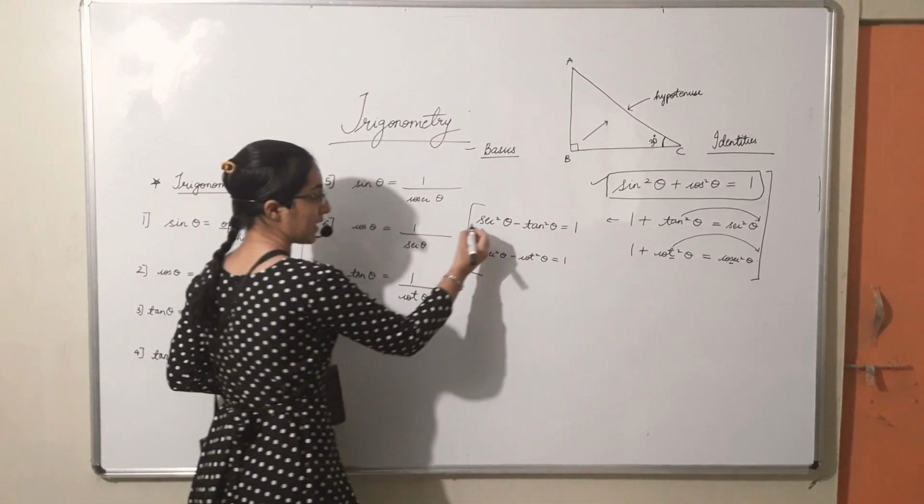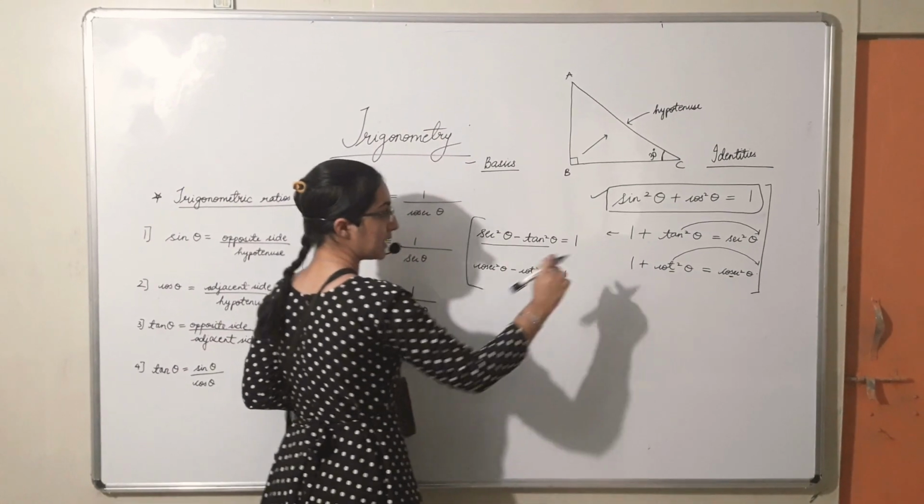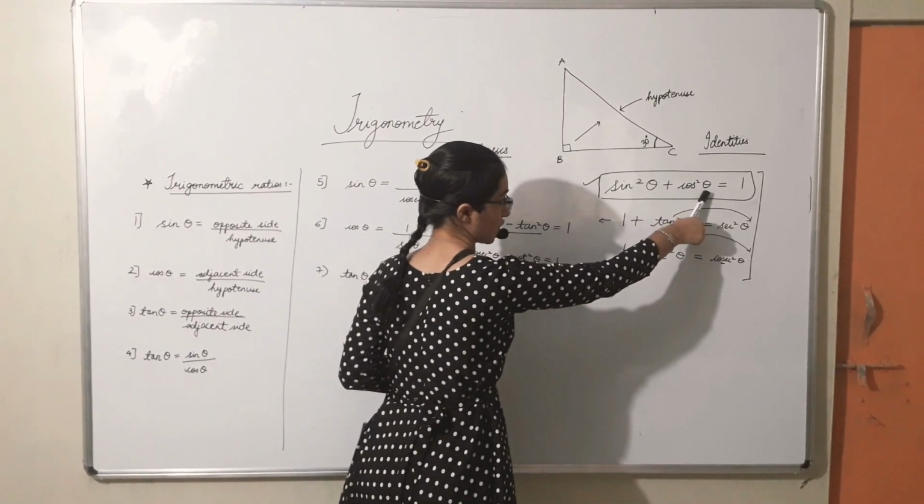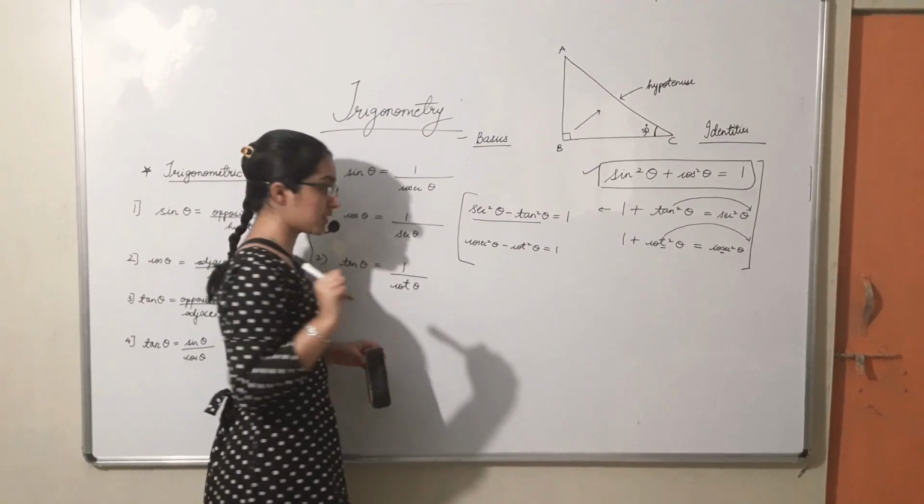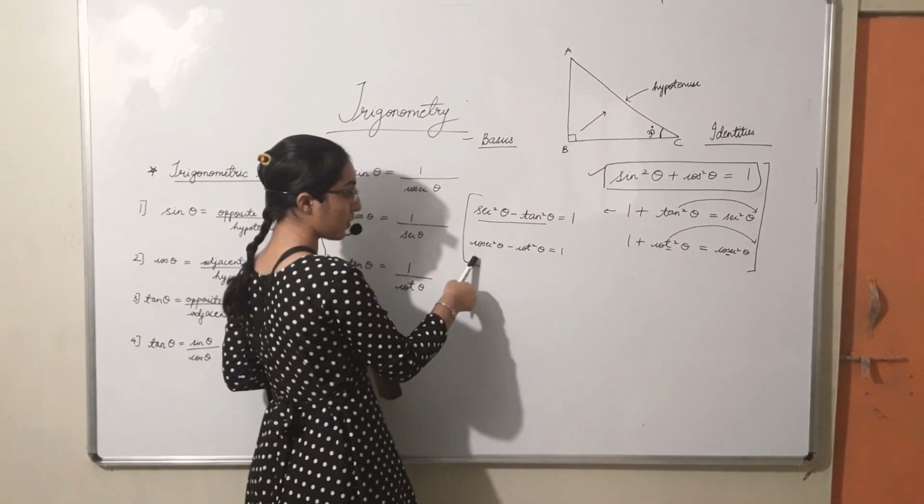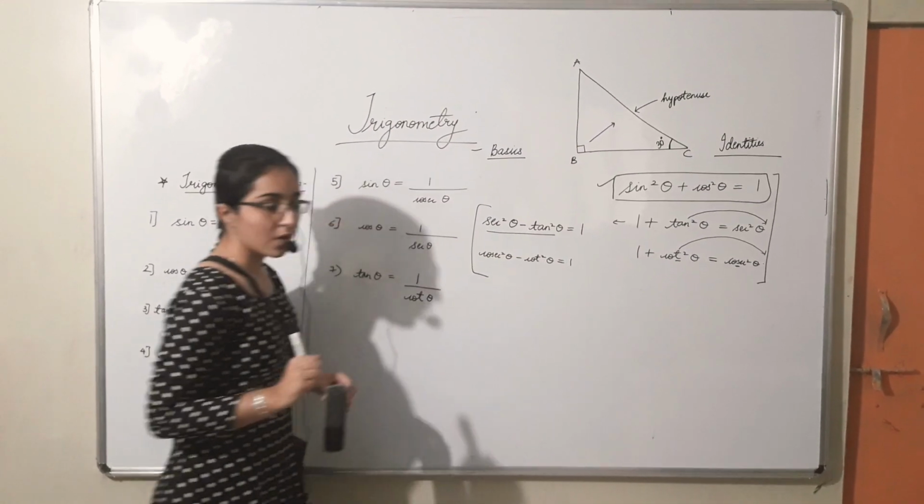See, I told you that basically only in sin square theta and cos square theta there will be a positive sign. Yes, there will be a positive sign. But for these both, there will be a negative sign. What will it be?